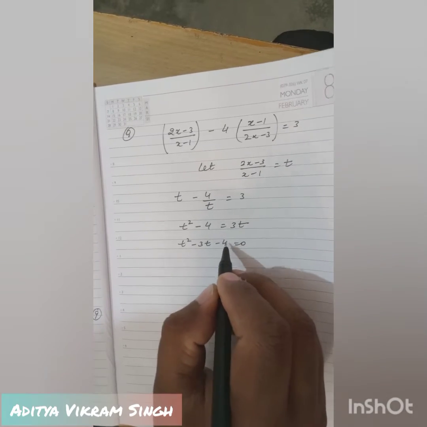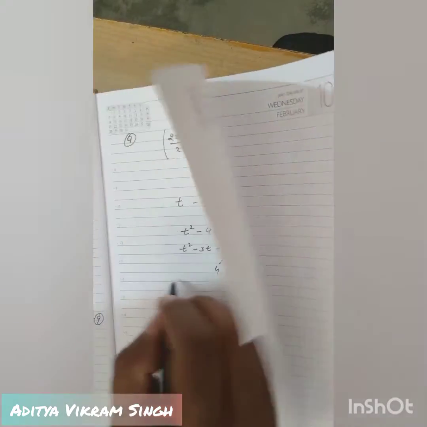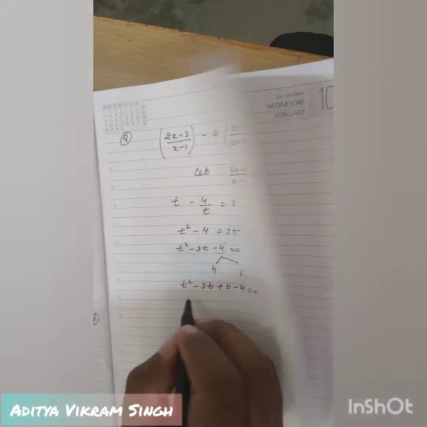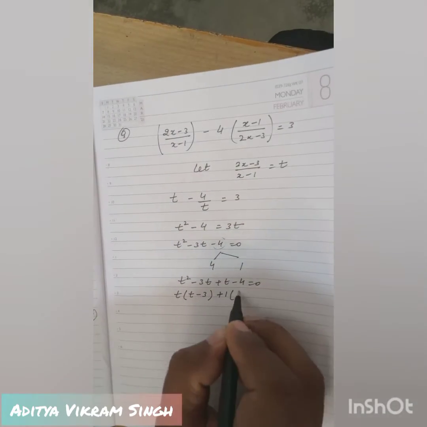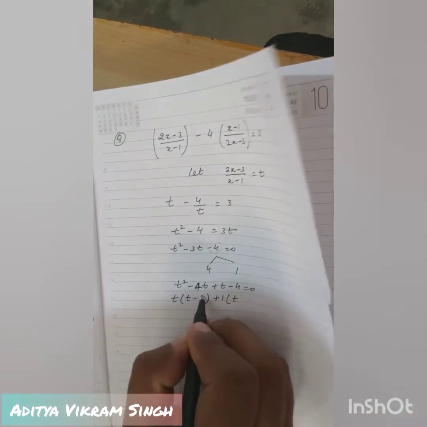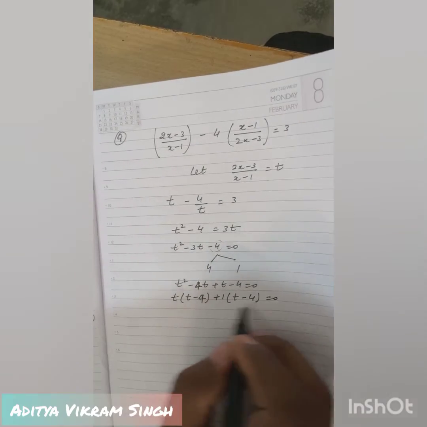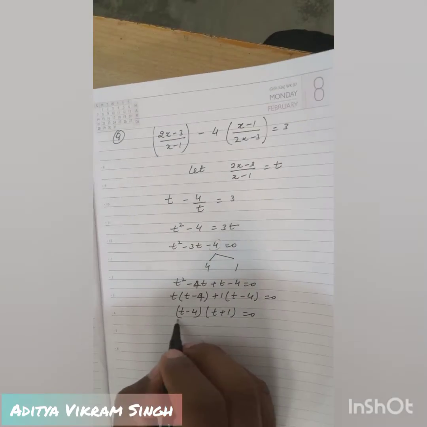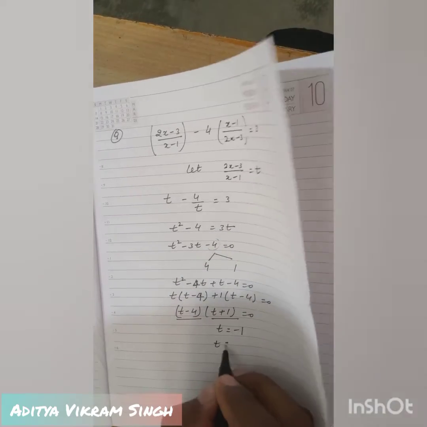Now what we have to do is break this 4 in such a way that we get minus 3. So this is 4 times 1, so t square minus 4t plus t minus 4 is equal to 0. If we take common t, then it is t minus 4. If we take common 1, then this is t minus 4. Okay, so this is t minus 4, which is equal to 0. If we take common t minus 4, we are left with t plus 1 is equal to 0. So either this is equal to 0 or this is equal to 0. If this is equal to 0, then t is equal to minus 1. If this is equal to 0, then t is equal to 4.